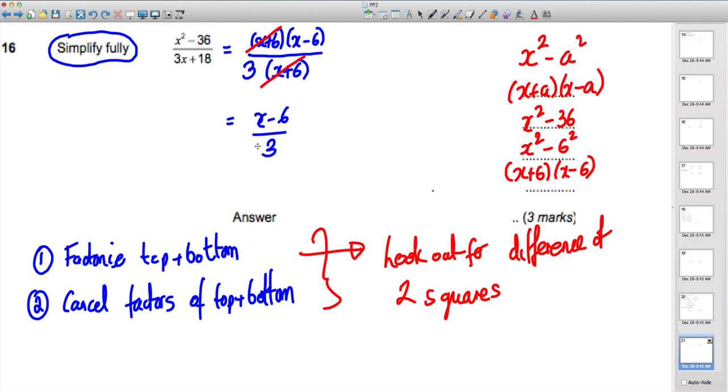Do not go any further and try and divide that. That's absolutely fine as it is. If you go forward and try and cancel that or do whatever and make a mistake, you'll get none of the marks.